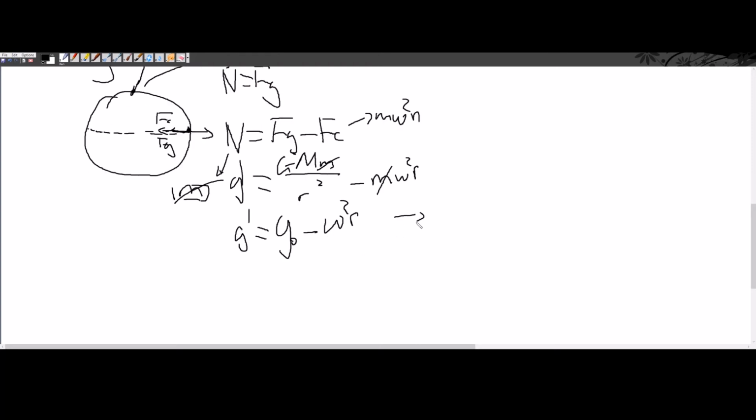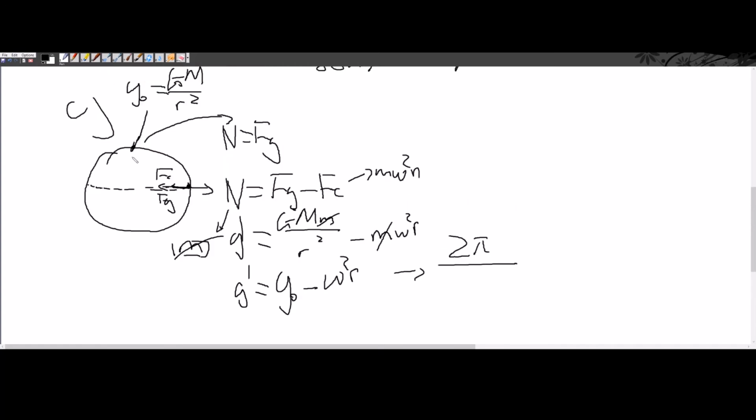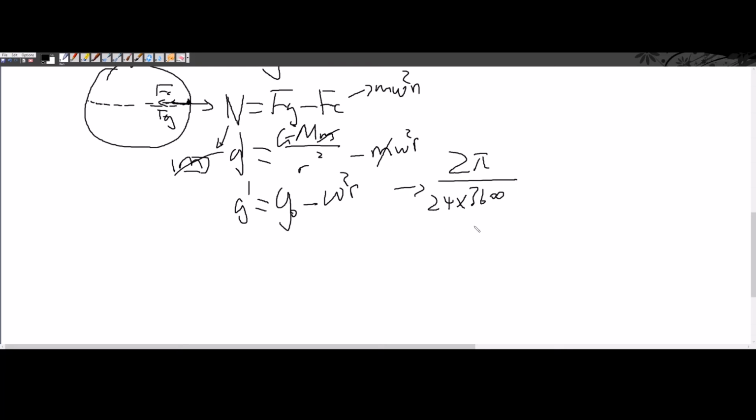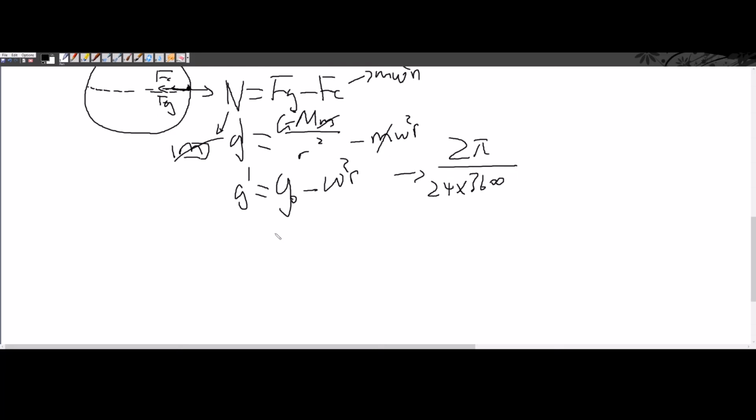Now we know omega is just the angular frequency, right? So it's just 2 pi over the time it takes to complete one cycle, which is 1 day. So it's 24 hours times 3,600 seconds. So you plug that in, we get g prime is approximately 9.776 meters per second squared.